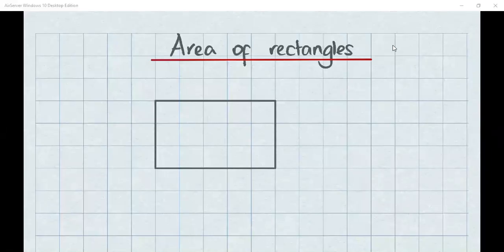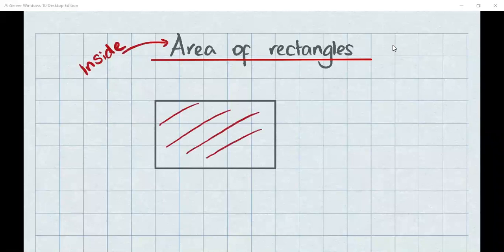In this video, we're going to be looking at how to find the area of rectangles. Now, the first thing that we need to know is what is an area. The area of a shape is the inside of the shape. So it's the space inside the shape. So it's all of this part here. So we want to know what space we have inside that shape there.